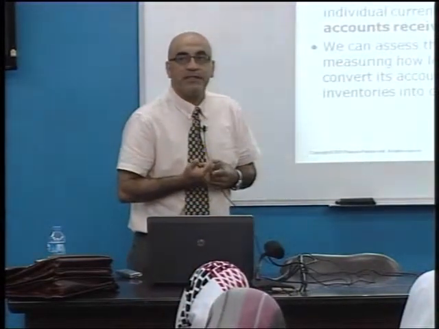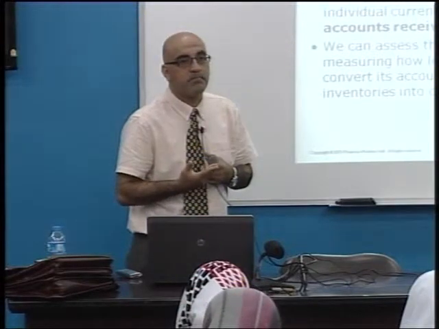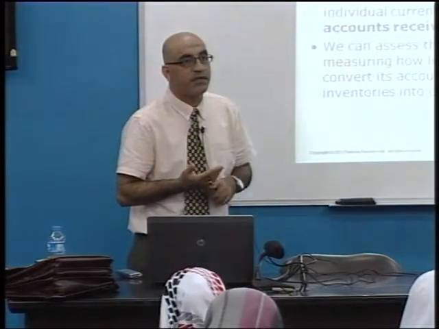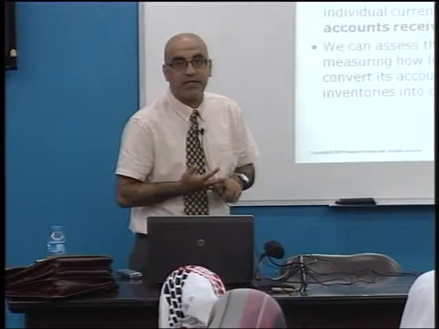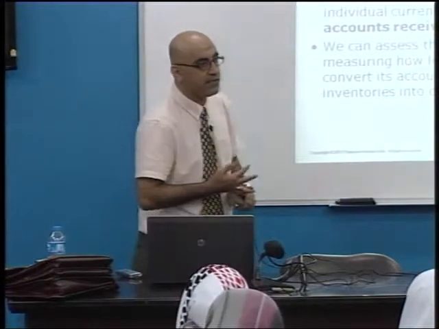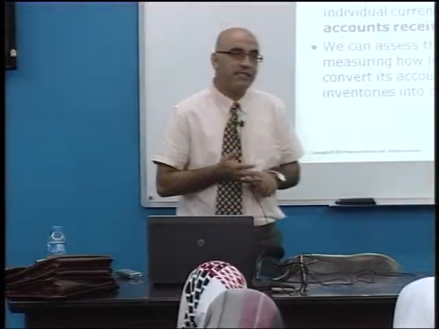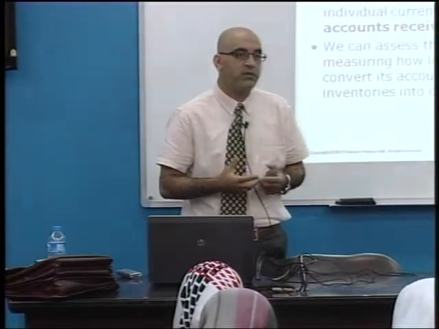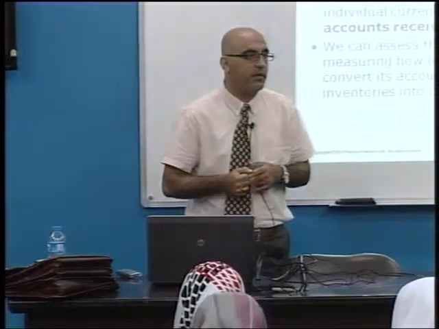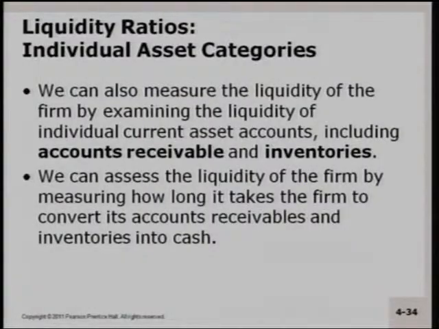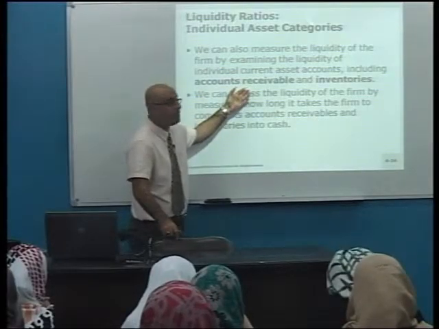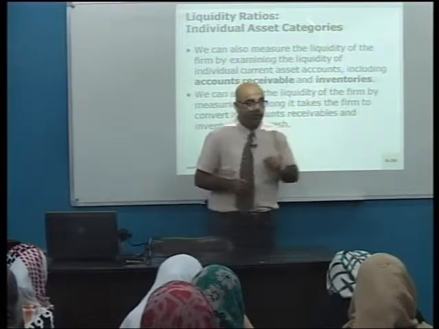Generally speaking, the liquidity is measured by two main ratios. The first one is the current ratio, and the second one is the asset test ratio. And we say the asset test is much more important than the current ratio. Now we will talk about the liquidity ratios in terms of individual asset categories. Okay, we will see the account receivable turnover and the inventory turnover.